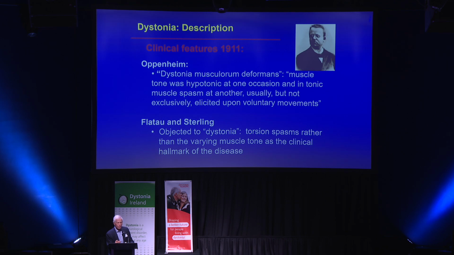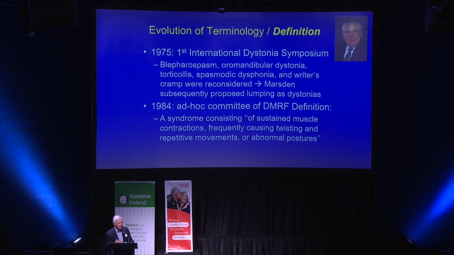So these next two, shortly afterwards, objected to his terminology and preferred the term torsion spasms, and argued that this was varying muscle tone, and that was the clinical hallmark of the disease. So this was not quite ignored, but really not attended to very much for a long time thereafter until the 70s.